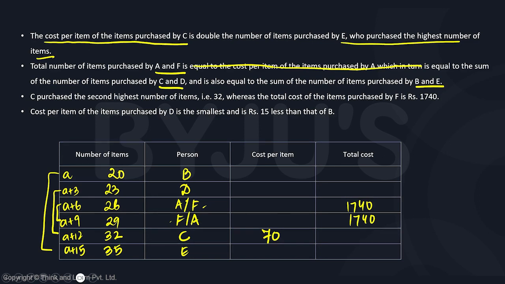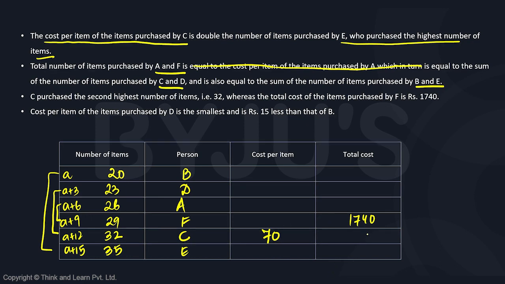Now 1740 is not in the table of 13, which means that it is not in the table of 26 as well. So this tells us that F cannot be here because it's not in the table of 26. So this is the sequence we get for A and F. So this is going to be A, this is going to be F, total amount being 1740.